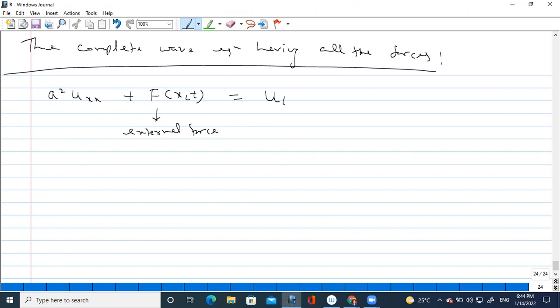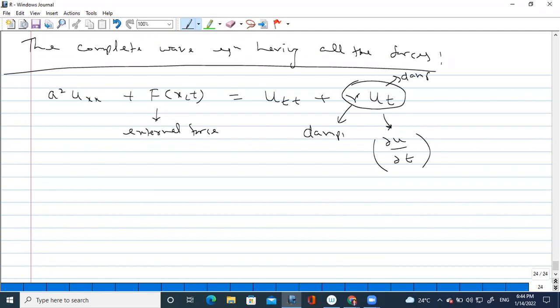That will be equal to UTT. UTT term we always take with time. With that, I can add gamma into UT. UT means del U by del T. So this term gives you damping factor. Here gamma is the damping factor. So this is the damping force. Complete thing is the damping force.